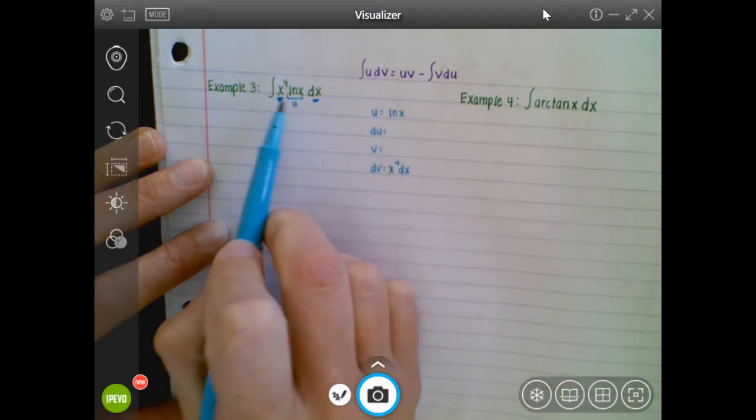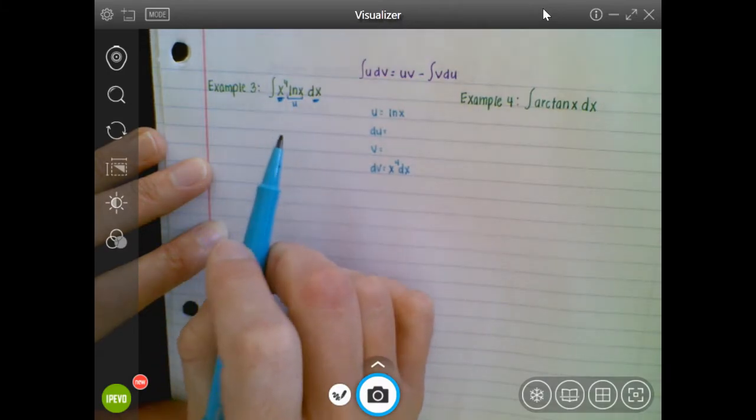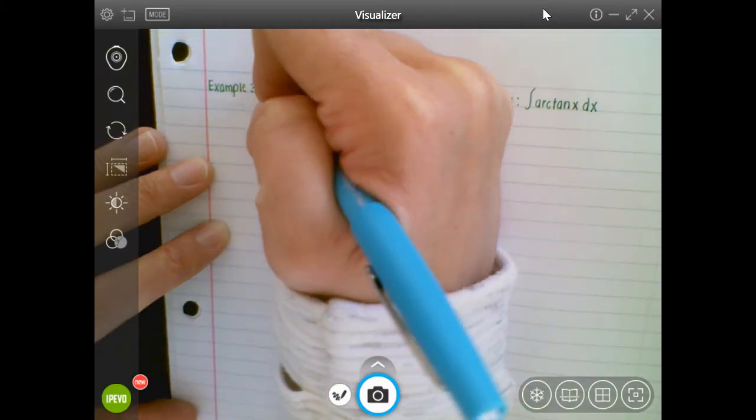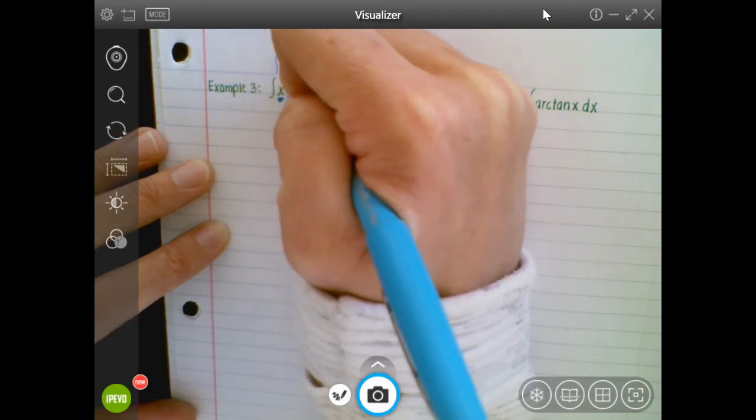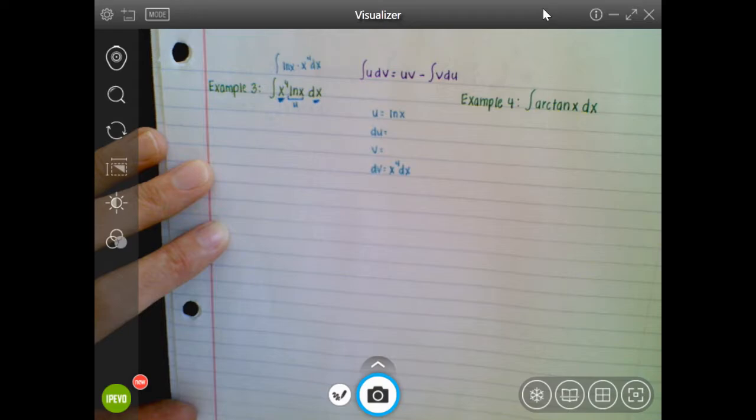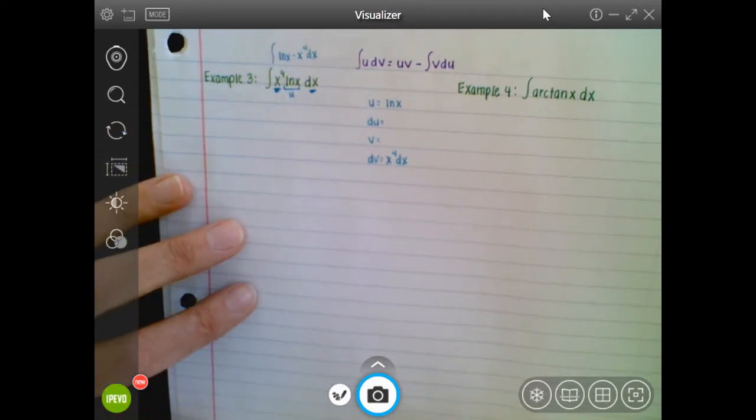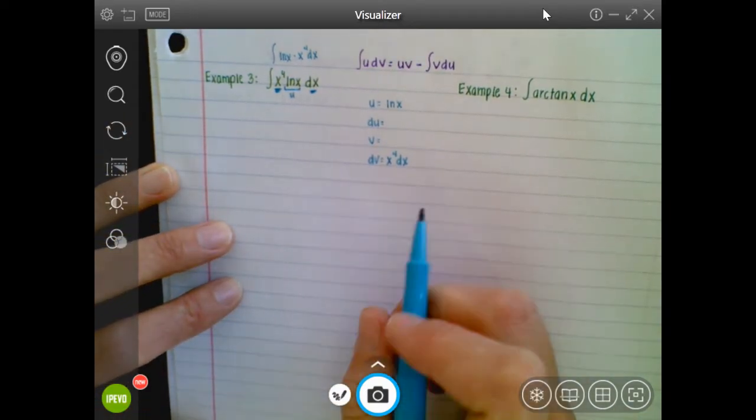And they don't have to be next to each other. Remember that multiplication is commutative, so we could technically write this as ln of x times x to the 4th dx if we wanted to, just so that your terms are next to each other, but you don't necessarily need to have it in that order.